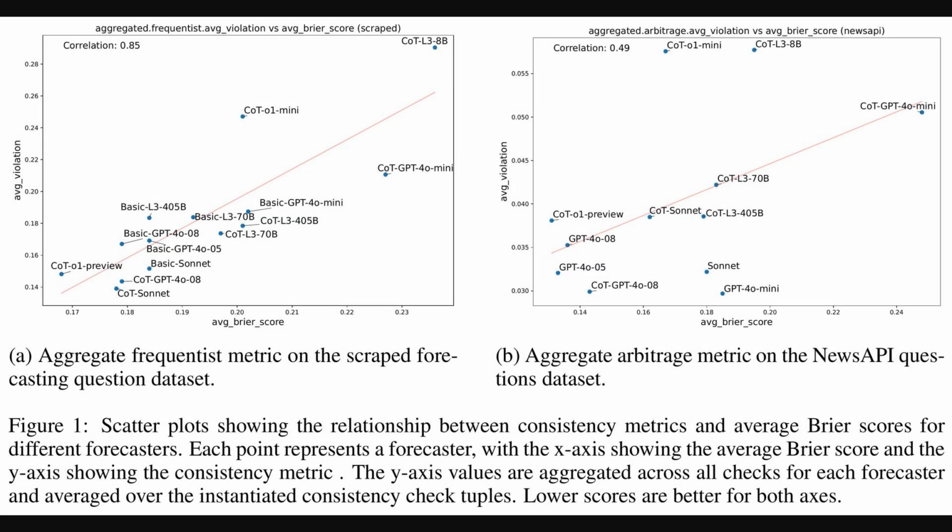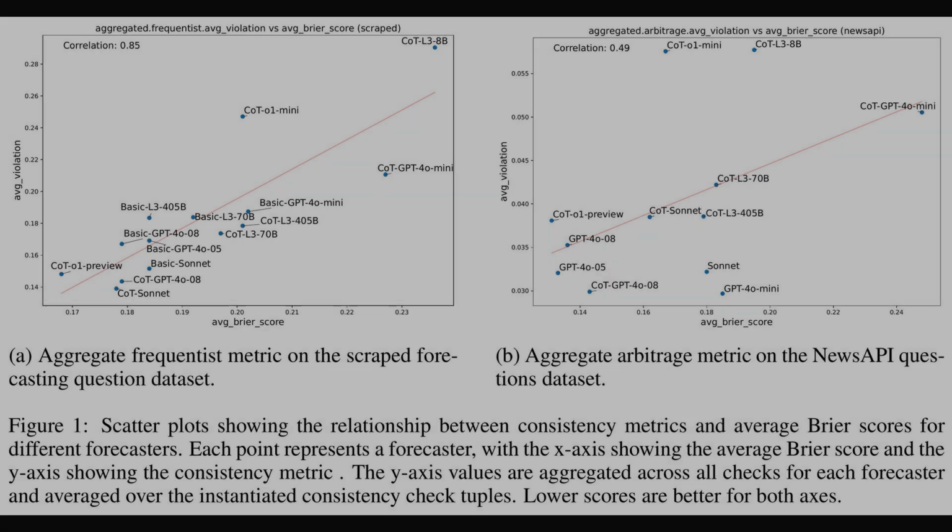So, the authors visualize this relationship in Figure 1. These scatter plots compare their consistency metrics, the frequentist metric on scraped data and the arbitrage metric on news API data, against the actual ground truth accuracy, which is the average Brier score. Lower scores are better on both axes, and you can see a positive correlation. Models with fewer consistency violations tend to perform better on the ground truth, supporting this evaluation method.